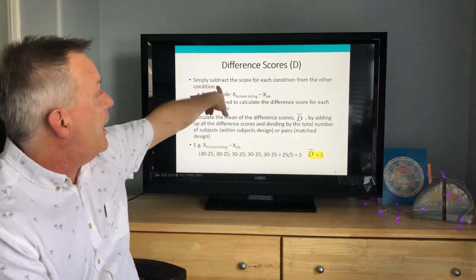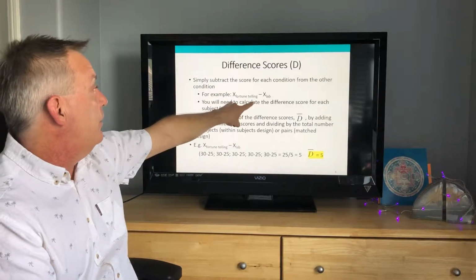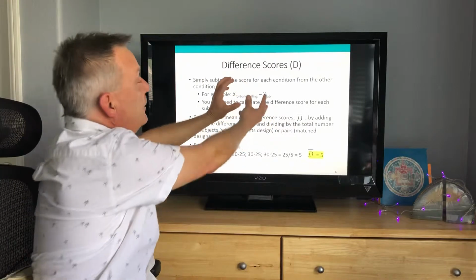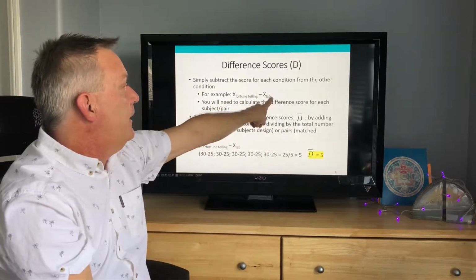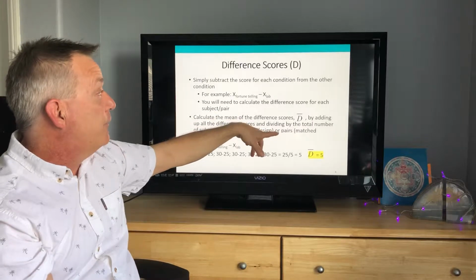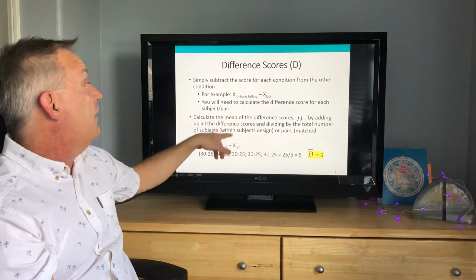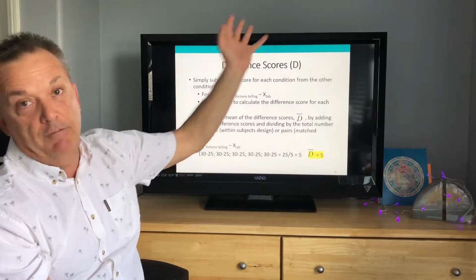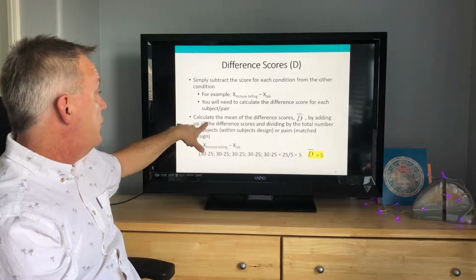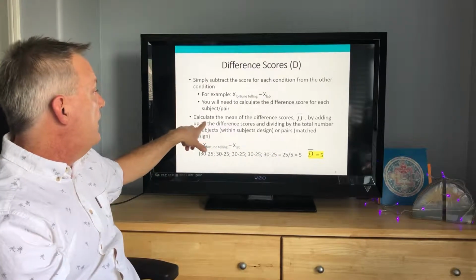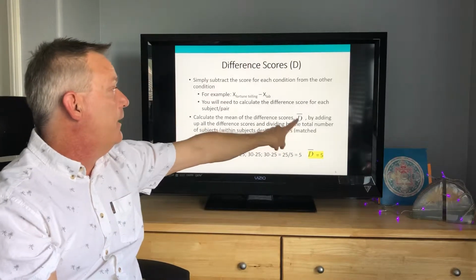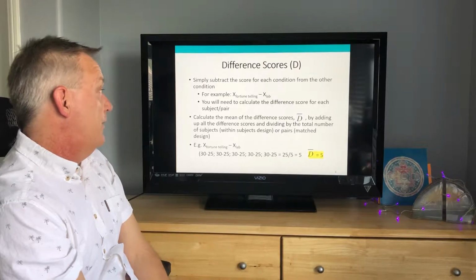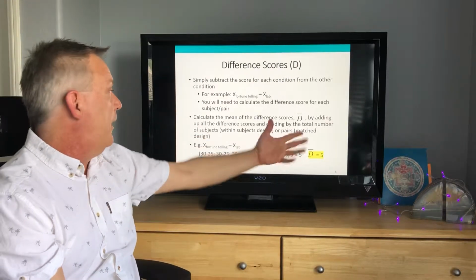And then you simply subtract the score for each condition from the other condition. For example, are they doing better in their fortune-telling environment? So we're going to subtract their scores from the lab scores. You'll need to calculate the difference score for each subject or pair. And in this example, it's going to be a subject, and the fortune-telling versus the lab condition. And because it's a within subjects design, calculate the mean of the difference scores, D with a line over it, there's the symbol there, by adding up all the difference scores and dividing by the total number of subjects in a within subjects design or pairs in a matched design.